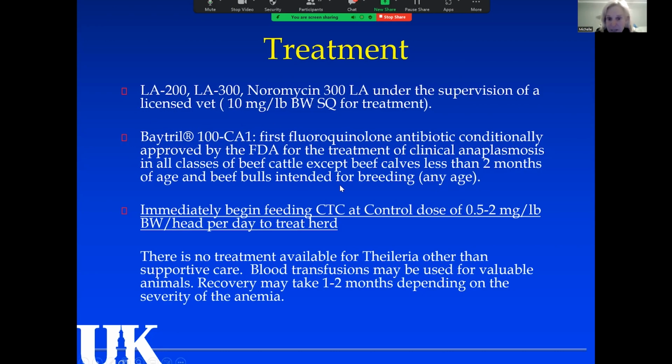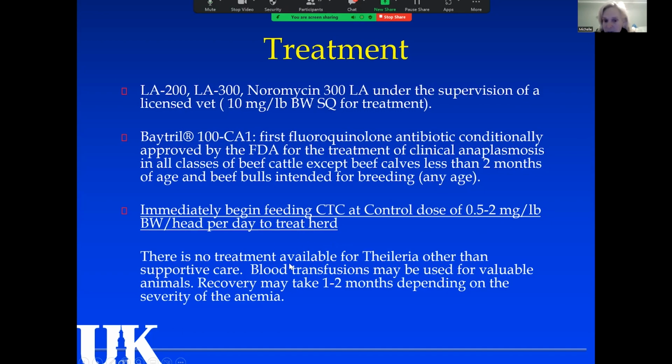And once treatment is initiated for anything showing clinical signs, the next step is to immediately begin feeding the rest of the herd chlortetracycline at the control dose. So we're going to use that feed additive, CTC, at the control dose of 0.5 to 2 milligrams per pound of body weight per head per day, and keep them on that through the rest of the vector season.